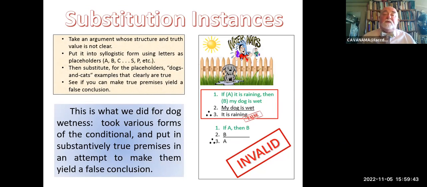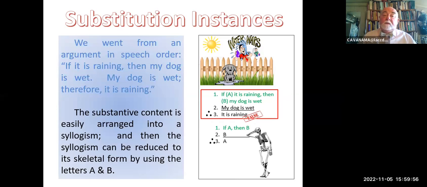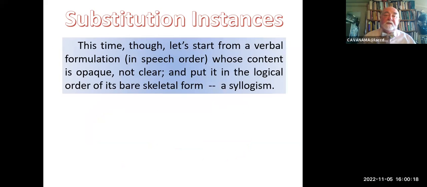What we did before, we took various forms of the conditional, put in substantively true premises, and attempted to make them yield a false conclusion. We went from the argument in speech order: it's raining, my dog is wet, therefore it's raining. We put that speech order into logical order, with content easily arranged into a syllogism, reduced to its skeletal form. You get A's, B's, and C's as appropriate. And you can do this in either direction. You can go from the verbal formulation of the syllogism to the abstract, and you can go from the abstract to the verbal, vice versa.